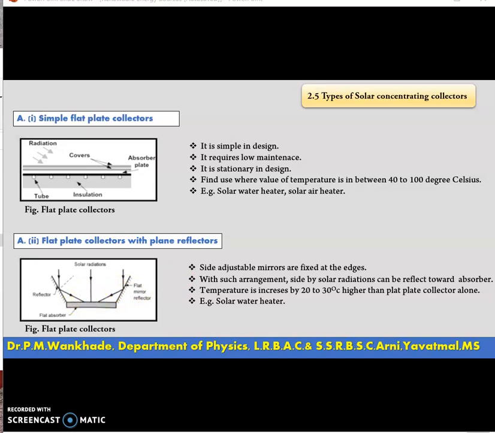The neighboring radiation can be reflected. Let us assume that there is no reflector at the edge. Then this radiation will go out, pass straight through, and will not be absorbed. Due to this arrangement, that is, plain reflectors at the edge, the neighboring radiation is also collected. With this arrangement, the temperature is increased by 20 to 30 degrees Celsius compared with that obtained with plain collectors alone. This type of collector may be used in a solar water heater.